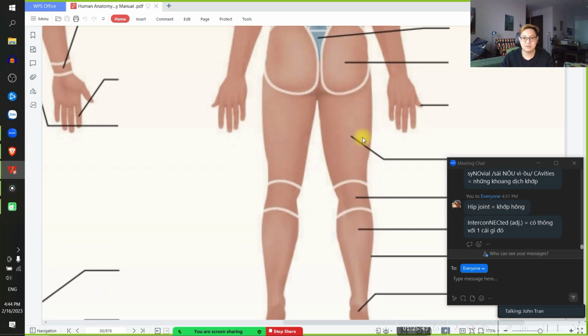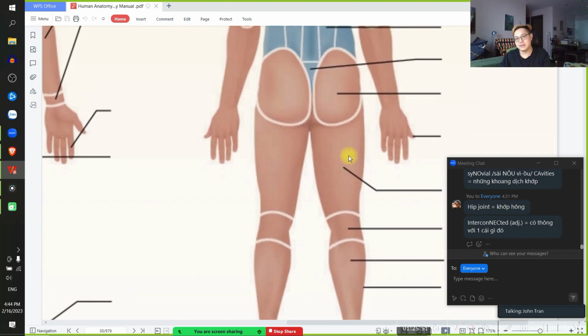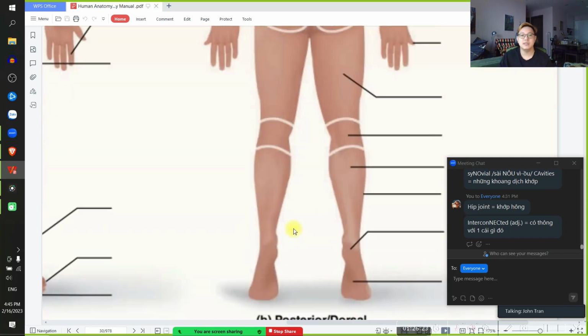What is this part? Femoral. The back or the front of your leg is still femoral. The front and back are not distinguished. Femur is the bone, the longest bone in the body, but the adjective is femoral. Femoral. Okay.